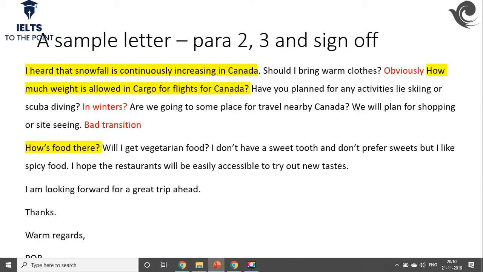That's a major challenge over here. Should I bring warm clothes? I mean, you yourself are saying that there is snowfall. How can you ask, should I bring warm clothes? Obviously, you must bring your warm clothes.